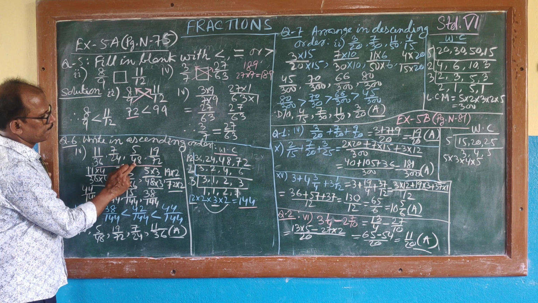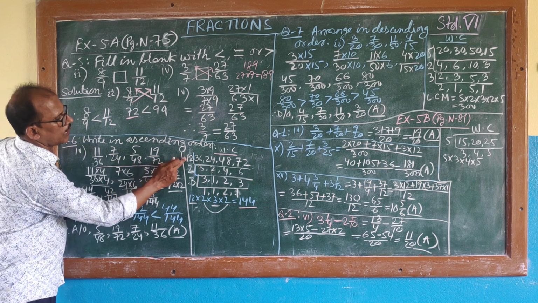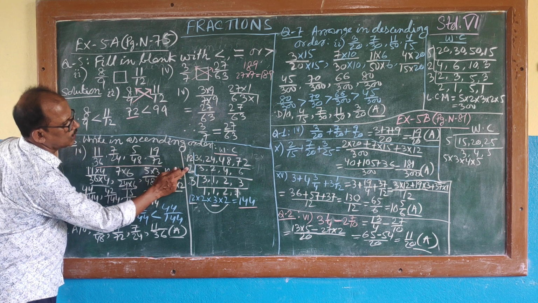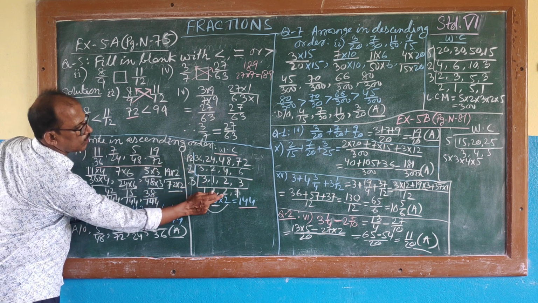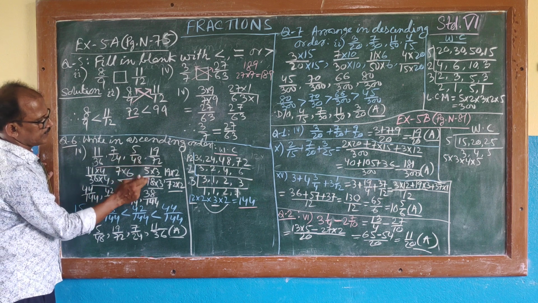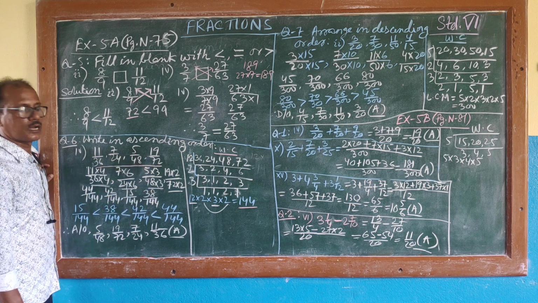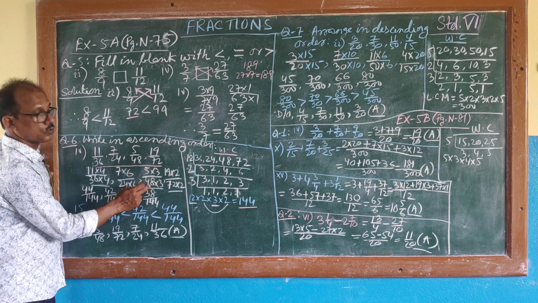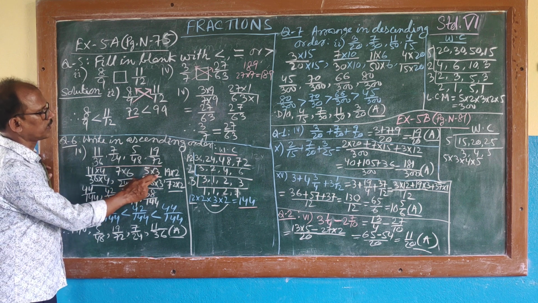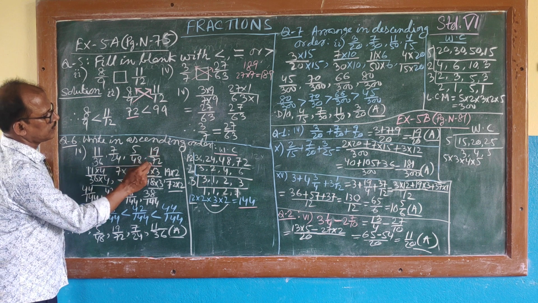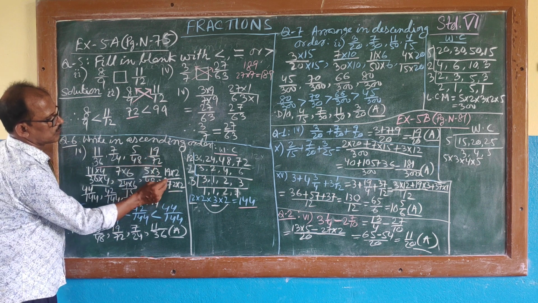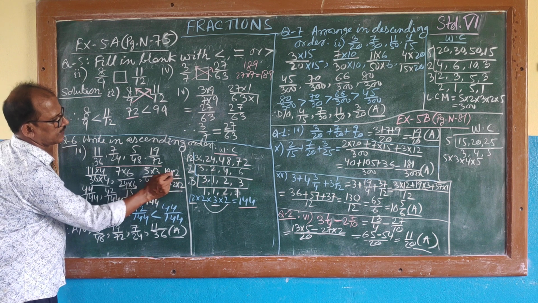Now 48. 12 fours are 48, so 3 is there. So 5 by 48, 48 into 3 will be 144. So 5 also into 3, because whatever you are multiplying the denominator with, the same thing you multiply the numerator with. Now 19 by 72. 72 2s are 144. So 72 into 2, therefore 19 into 2.